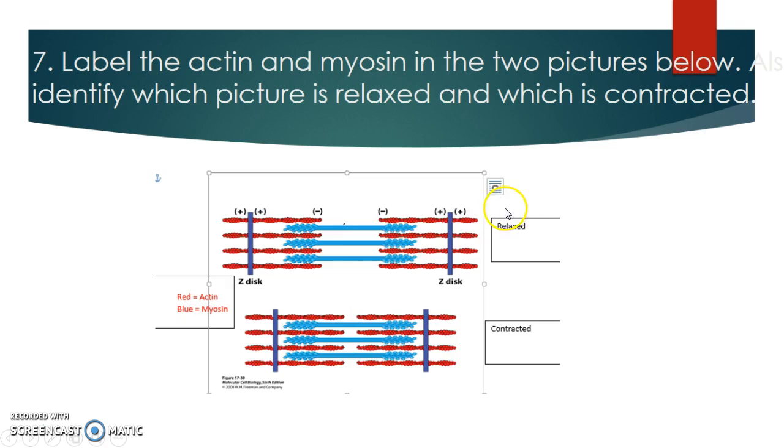And the relaxed is going to be one that looks like this, where the blue and the red are kind of more spread out. And the contracted would be where that myosin is starting to grab even further down that actin. And so it looks like it's squished together.